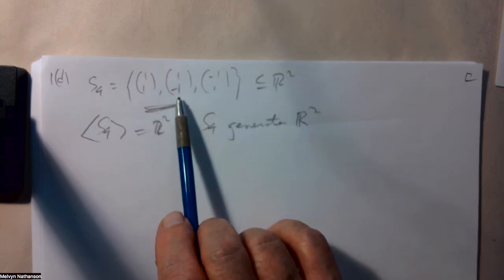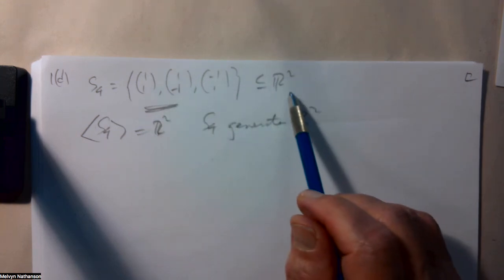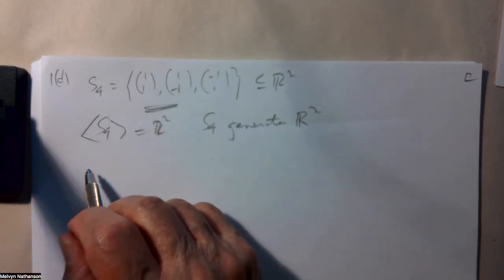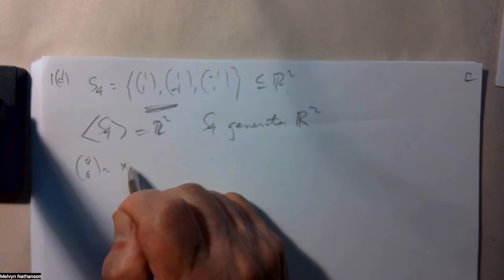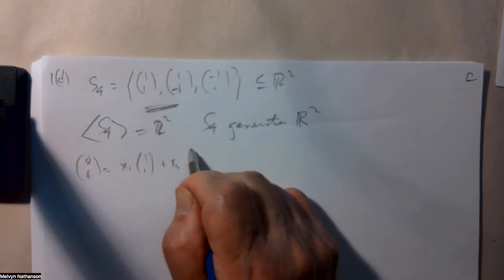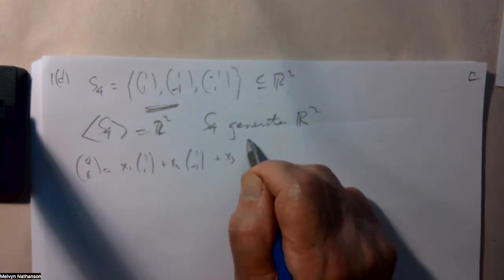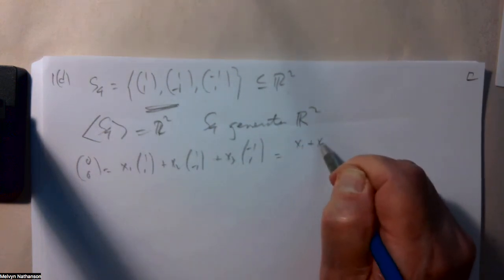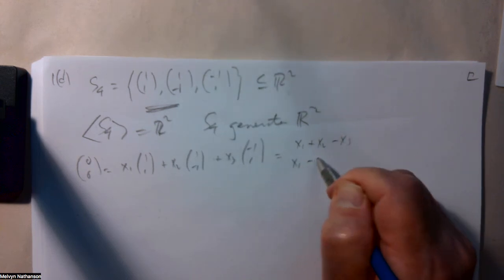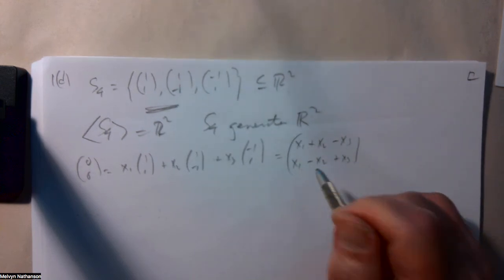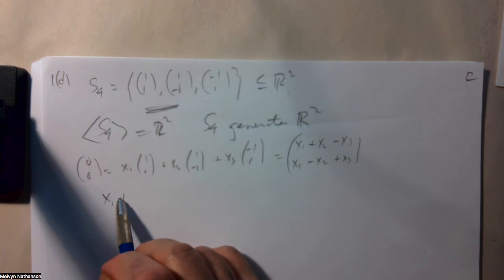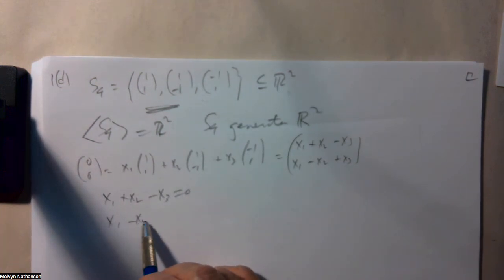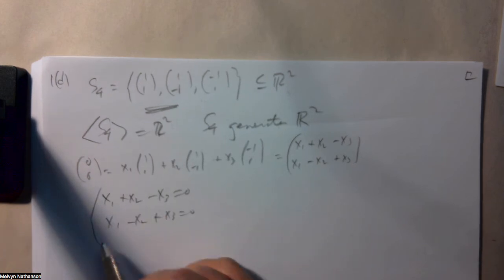Actually, I should have stated this problem slightly better. I wanted to find a subset of S4 which is a basis for R2. These vectors are linearly dependent. Suppose I want to write (0, 0) as a linear combination of (1, 1), (1, -1), and (-1, 1). So this is x1 plus x2 minus x3, x1 minus x2 plus x3. I want to solve the equations x1 plus x2 minus x3 equals 0, x1 minus x2 plus x3 equals 0.